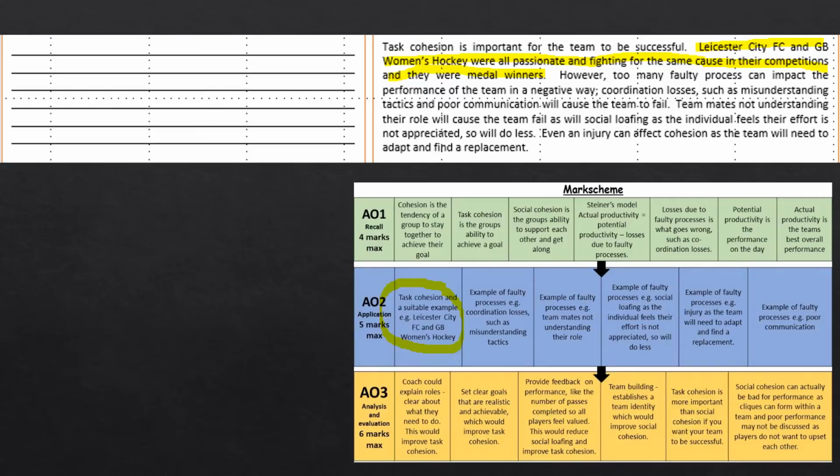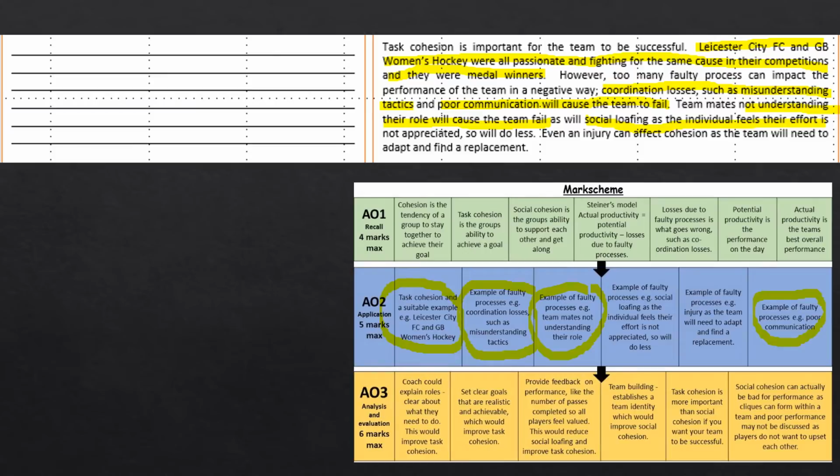That's not an assessment objective 2. But what is, though, is when they start to talk about examples of different faulty processes. So a misunderstanding of tactics. That is an example of a coordination loss, and that would be an example of an assessment objective 2. Poor communication will cause the team to fail. That again is an example of another faulty process. Not understanding teammates, not understanding their role, will cause the team to fail. And again, we know that is another example. Social loafing.